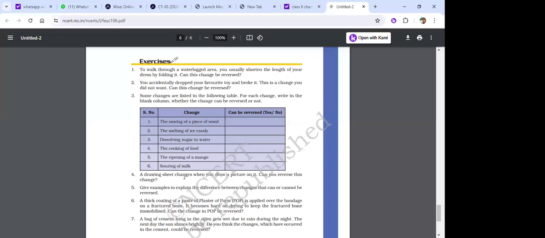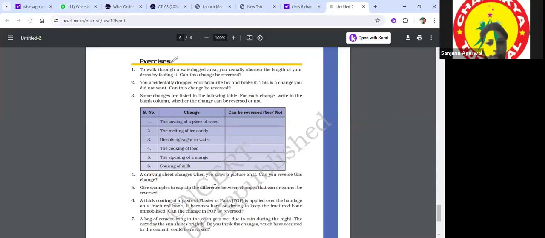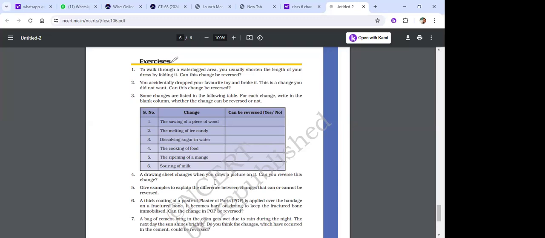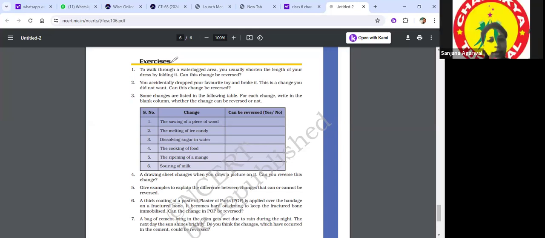A drawing sheet changes when you draw a picture on it. Can you reverse this change? Ma'am, it depends on which pen. If you are using a pencil, it can. If you are using a pen, it can't. Correct. So this way you can explain it in your own language.